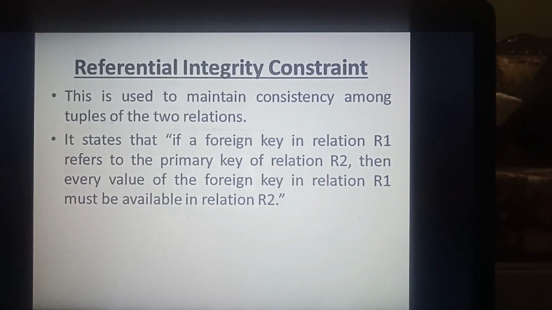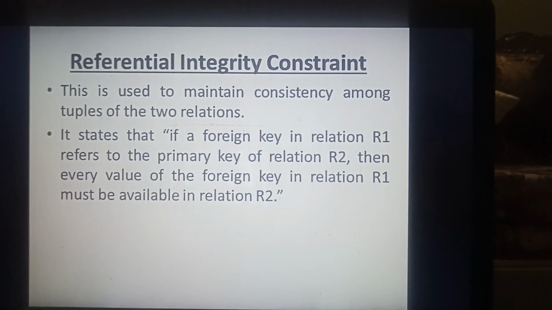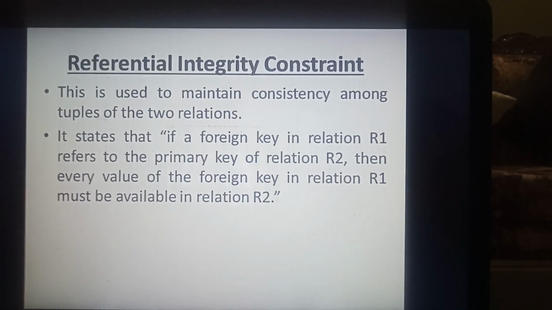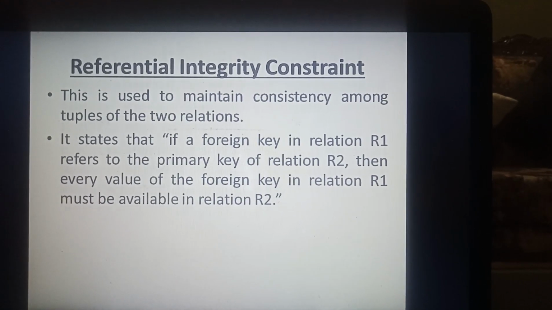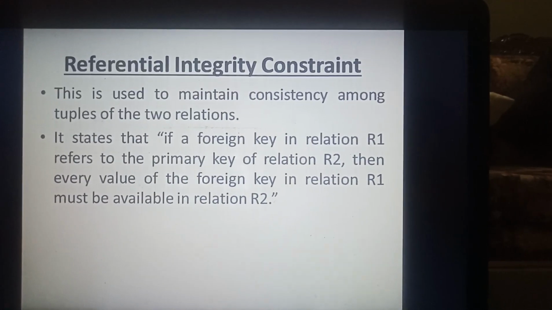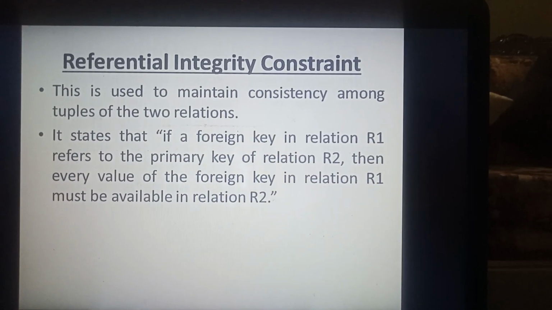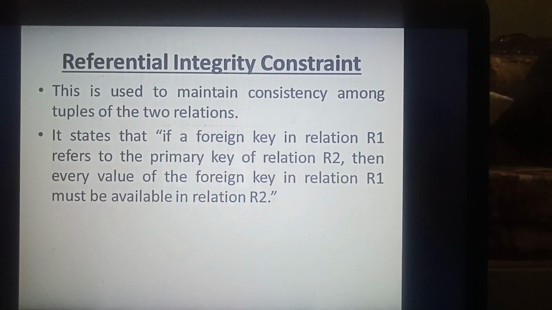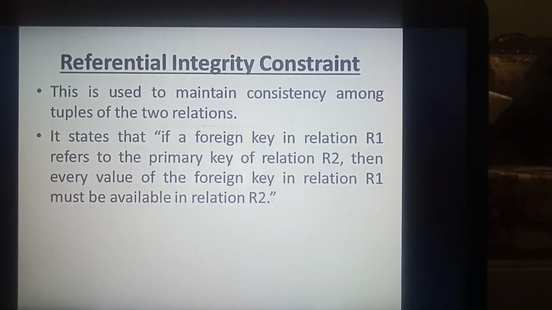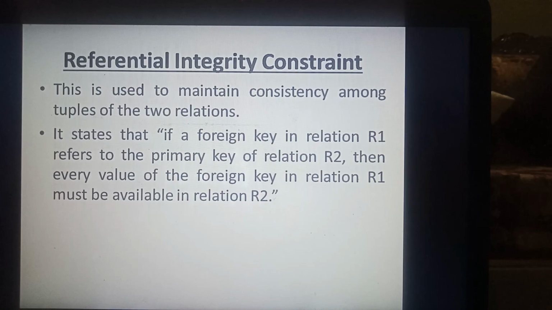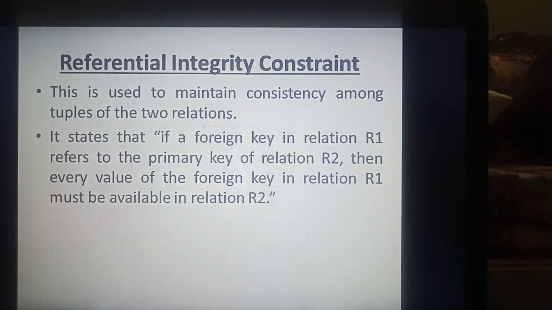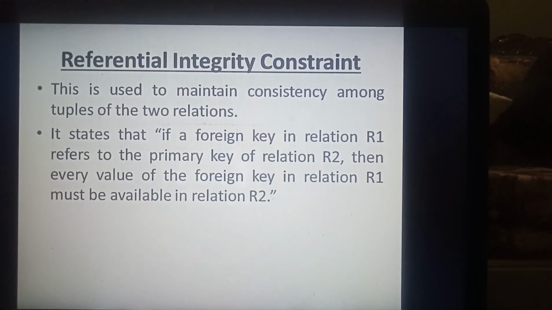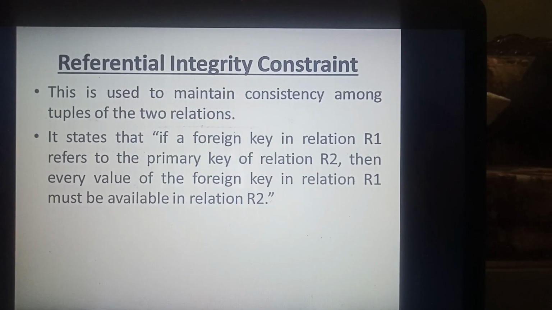Last constraint is referential integrity constraint. This is very important. Now this is used to maintain consistency among tuples of two relations. This constraint is used when the two relations are connected to each other through a primary key foreign key relationship. Now it states that if a foreign key in relation R1 refers to the primary key of relation R2, then every value of the foreign key in relation R1 must be available in relation R2.